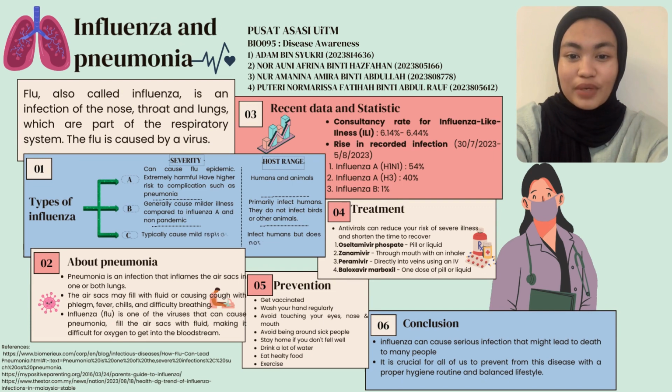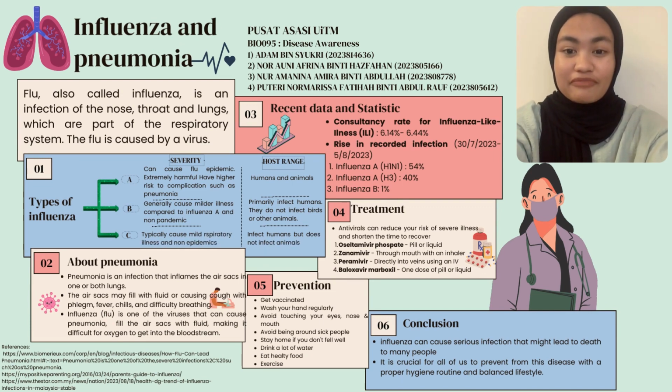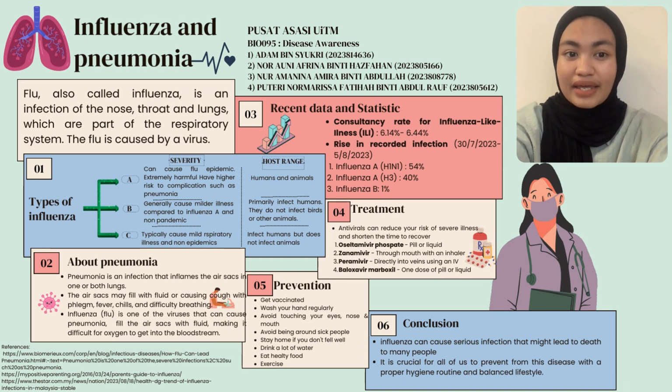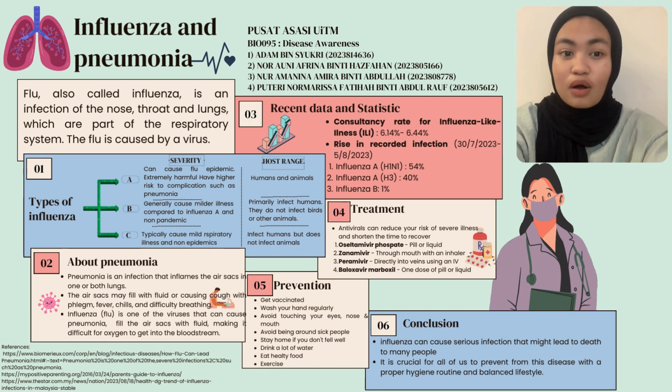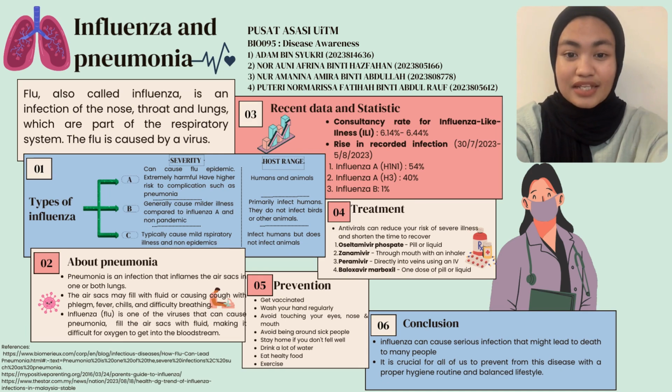Globally, severe influenza infection occurs in less than 5 million cases per year. In Malaysia, recent data of the consultation rate for influenza-like illness, ILI, is 6.14% to 6.44%. The recorded infection from 30 July to 5th August last year also shows a rise for each type of influenza, which are 54% for influenza A H1N1, 40% for influenza A H3, and 1% for influenza B.